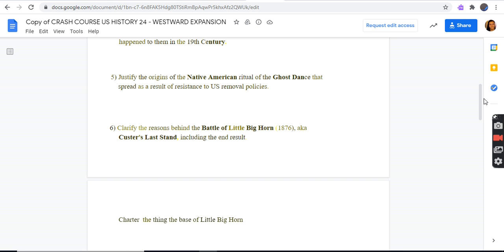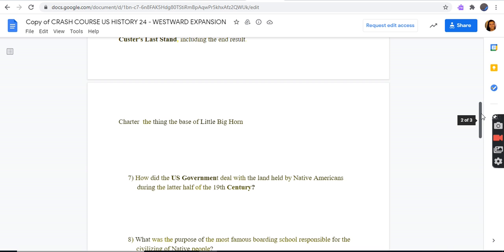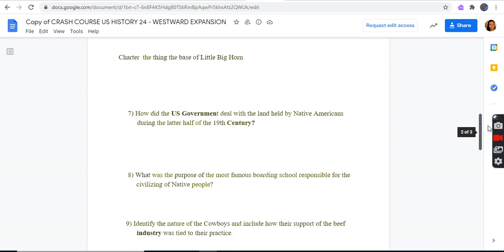Alright. Or justify the origins of Native Americans' ritual of the Ghost Dance that spread as a result of resistance to U.S. removal policies. Clarify the reasons behind the Battle of the Little Big Horn, 1876, aka Custer's Last Stand, including the result. Chart the events that led to the Little Big Horn.